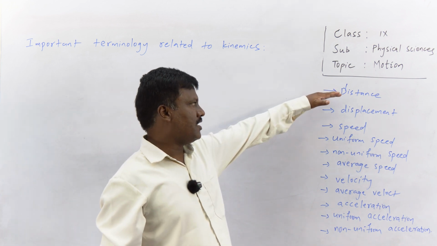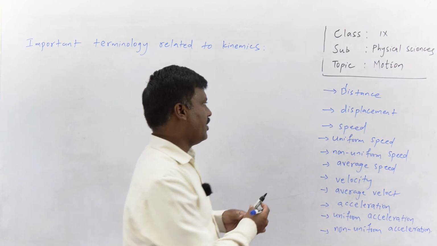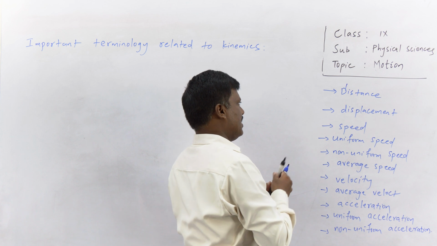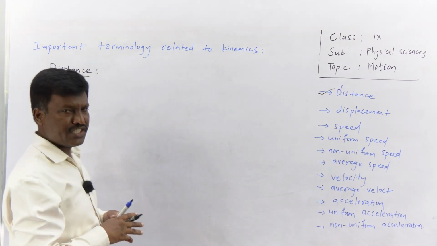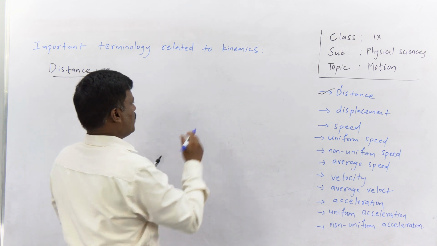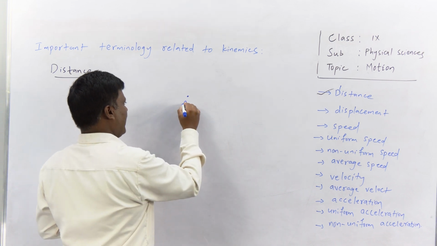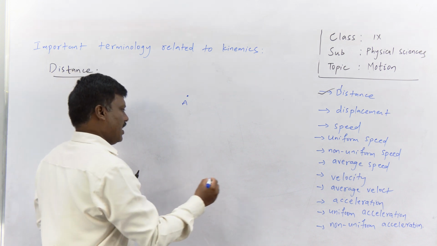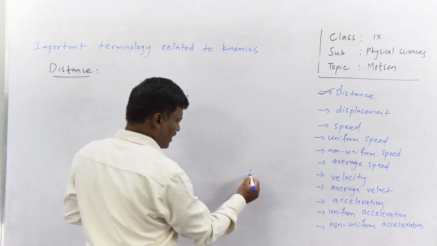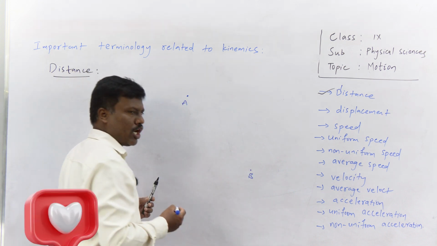Let's talk about distance. Okay, first we shall have a discussion on distance. See, let us choose one point A. This is your house. Okay, and your friend's house is located here. This is your friend's house.